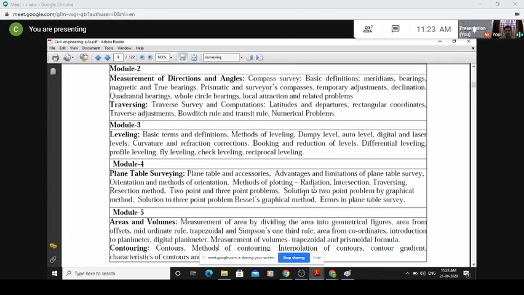Then in the 5th module, you are going to learn about area measurement and volume measurement. If the surveying is carried out and you have the data with you, how do you measure the area with the data available? In all the 4 modules, you learn how the measurement is done. And in the 5th module, you study how the data is used to calculate the areas and volumes. Areas are generally required for surveyors or civil engineers, because we always deal with areas, be it a place of construction or agricultural land.